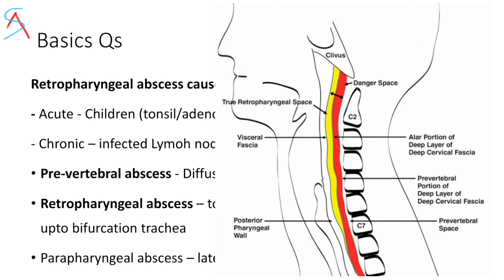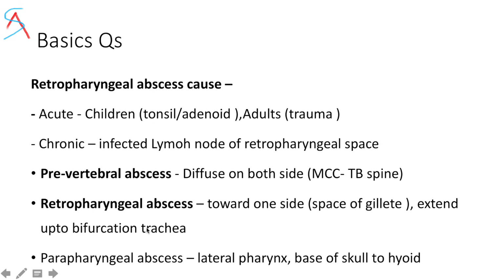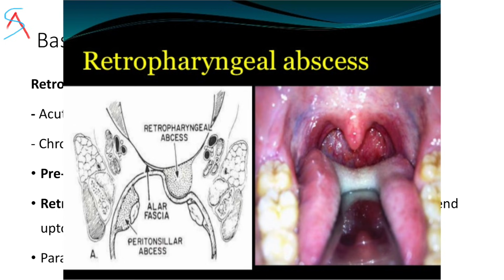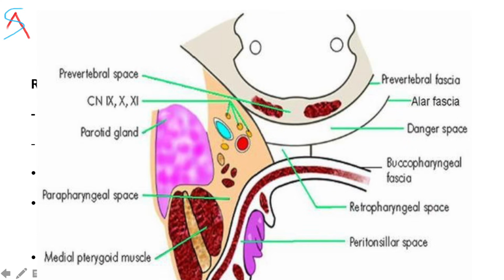The retropharyngeal space is situated behind the pharynx, and it extends from the base of skull to the bifurcation of trachea. Most of the time examiner may ask you, how can you differentiate between prevertebral abscess and retropharyngeal abscess? The key point is, the prevertebral space is continuous from your base of skull till your coccyx, and if there is abscess, it will be diffuse, while retropharyngeal space is divided into right and left space of Gillette. So retropharyngeal abscess will be toward one side. The parapharyngeal space is situated on the side of pharynx, which contains your carotid vessel, jugular veins, and last 4 cranial nerves and sympathetic chain.